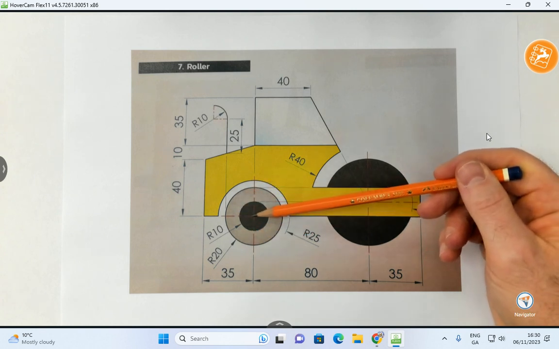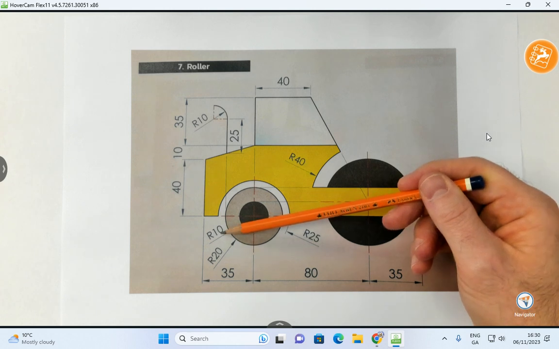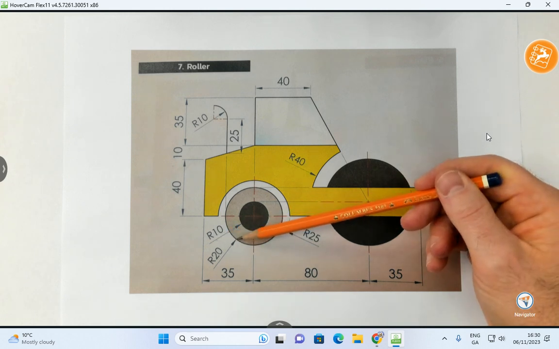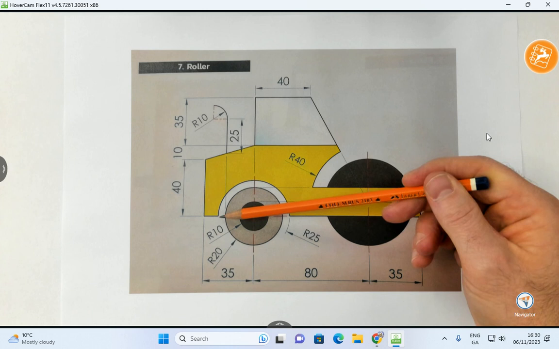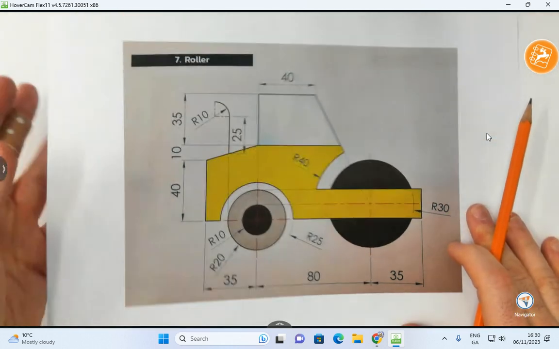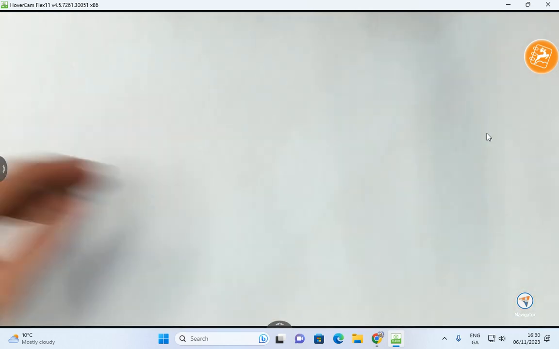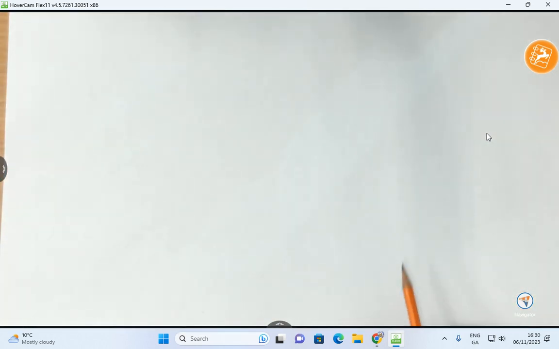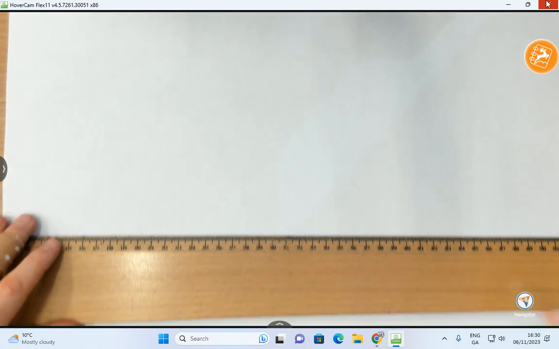Okay, so we're going to start off with this one here, which has a radius of 10, which is a little bit tricky to do. We have another circle radius 20, and then we also have a semicircle radius 25 to do. So that's where I'm going to start. Any point on your page you can pick as the start point. So I'm going to start here.